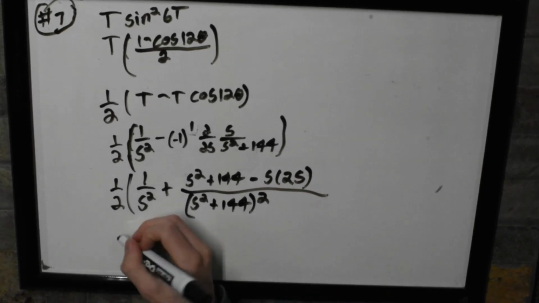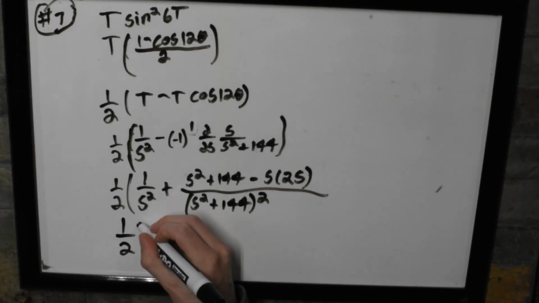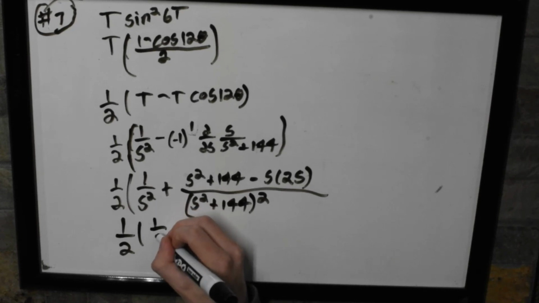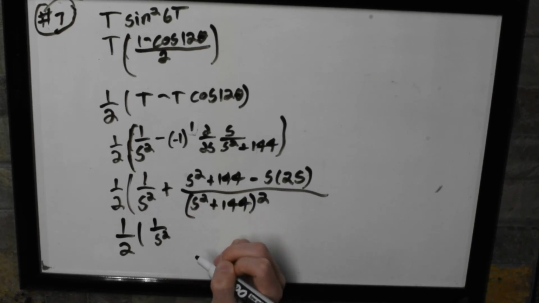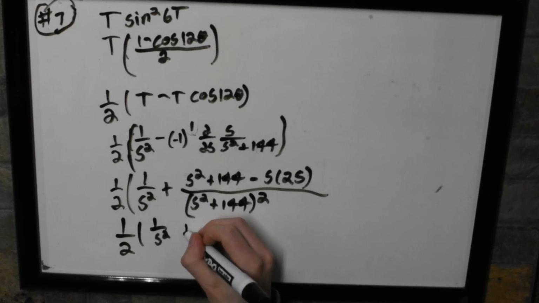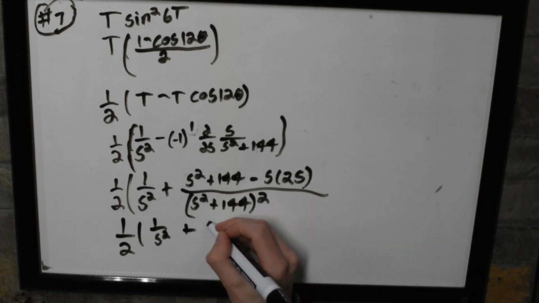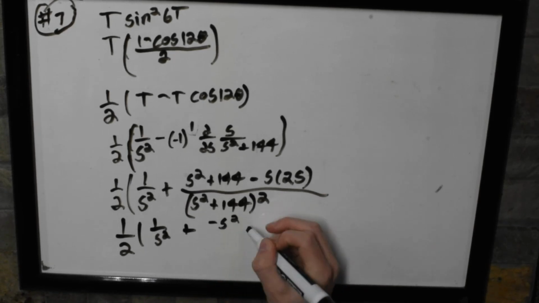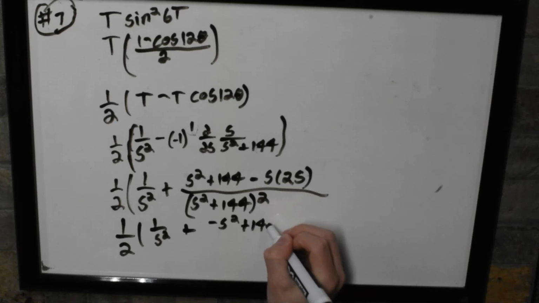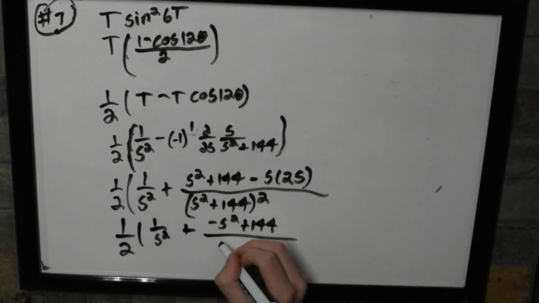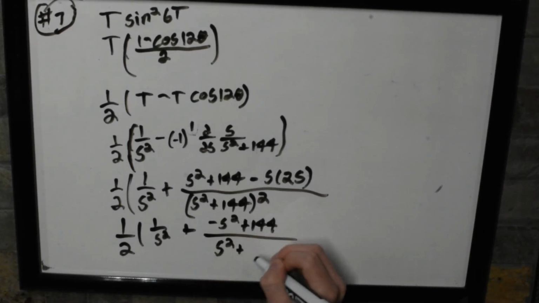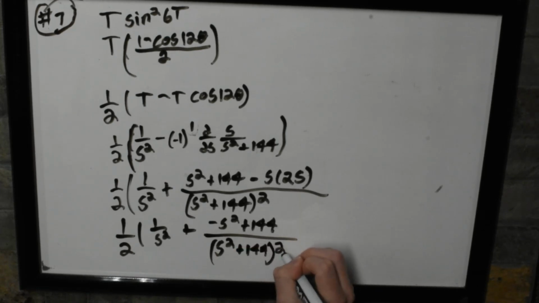And then we can simplify this to 1/2 times 1 over s squared plus, we're going to get a negative s squared plus 144 over s squared plus 144 squared. And that is how you do a problem similar to number 7 on the MyMathLab homework.